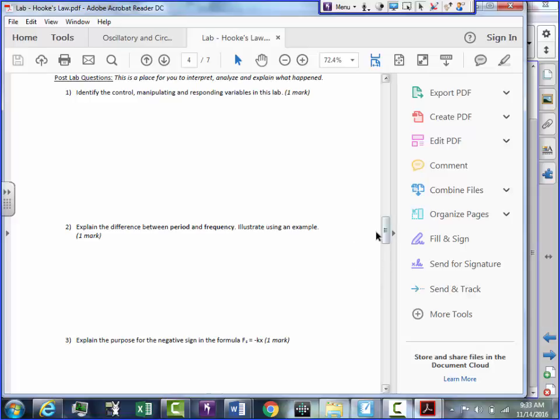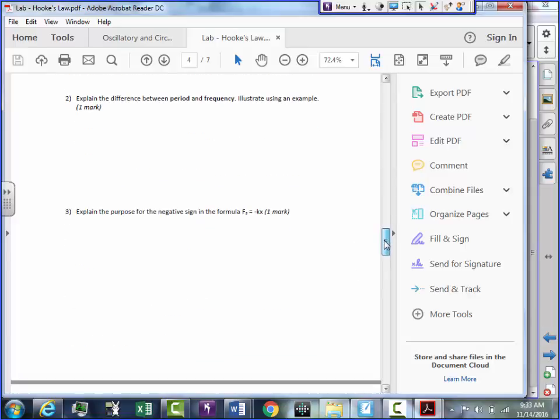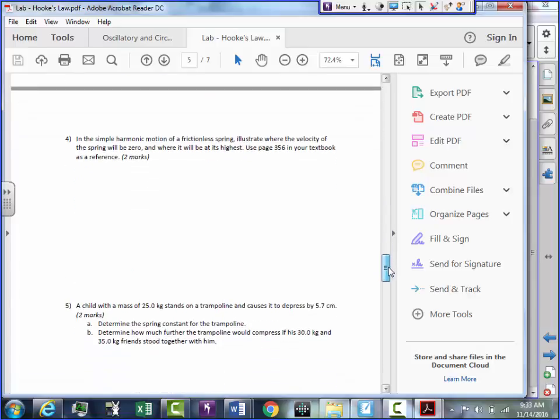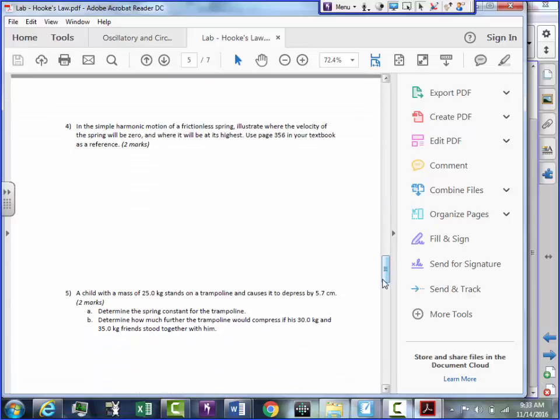The negative sign in the formula Fs equals negative kx, I talked about earlier today. Here I've got a thing where you're going to need to find a textbook. If you don't have a textbook, I will lend you mine somehow. Do you guys actually have textbooks? I rarely use them, so I understand why you don't. See if you can get a hold of one. If not, I'll find you a copy.